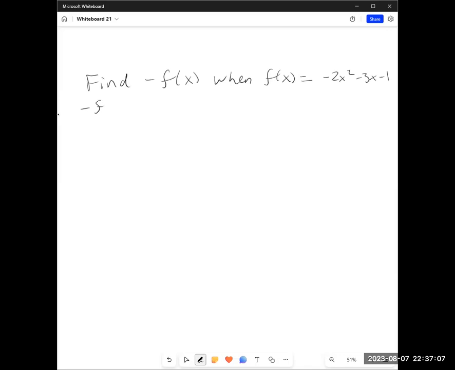So a negative f of x is a negative times f of x. So negative f of x is going to change all the signs inside f of x, like that. That's going to be something that we're going to have to do a couple times in this chapter. Let's try another one of those.